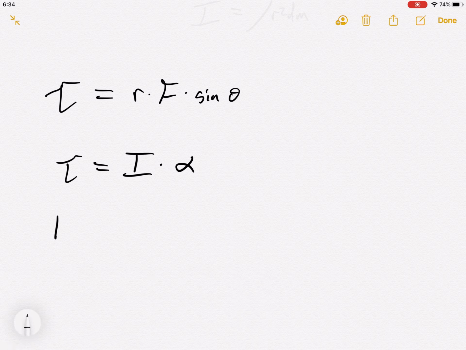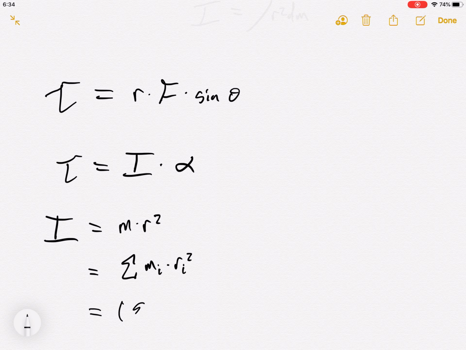And again, moment of inertia for point masses is mr squared, or you can call it the sum of mr squared if you have lots of point masses, or there's an equation for this for extended bodies. And we'll see examples for all of these in the coming videos.